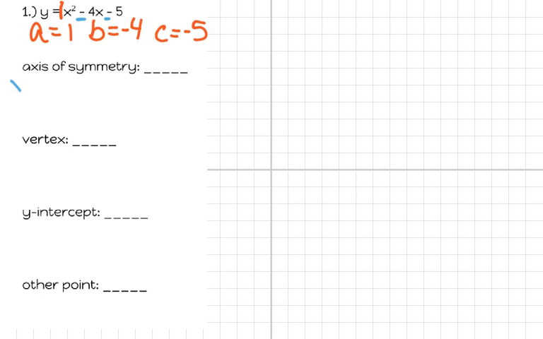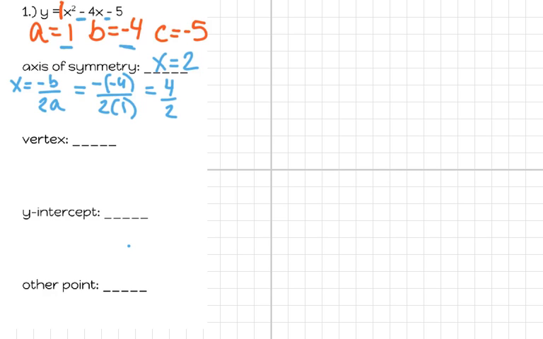The axis of symmetry is x equals -b over 2a. So if I plug these values in, it's -(-4) over 2 times 1, because my a value is 1 and my b value is -4. Negative -4 is actually +4, and 2 times 1 is 2. So my axis of symmetry is actually the line x equals +2, because 4 over 2 reduces to 2.